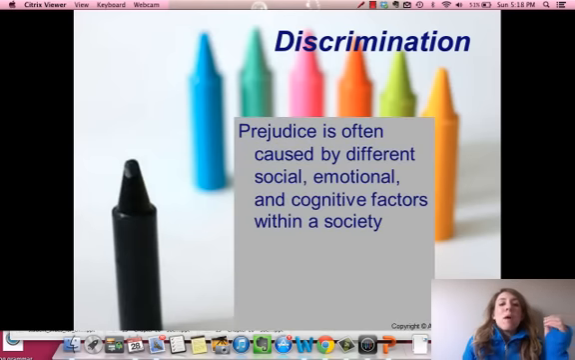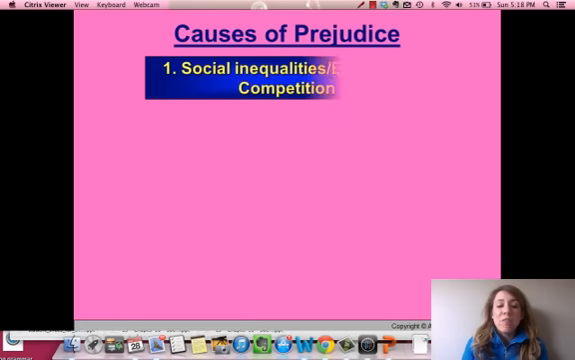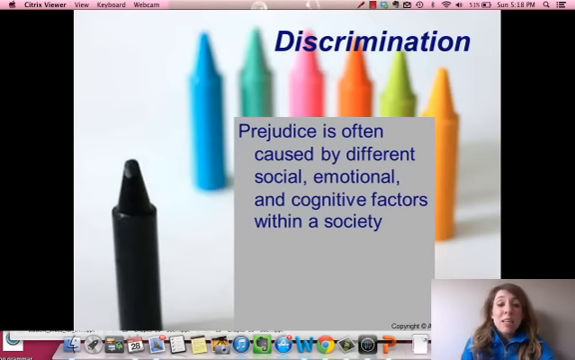Prejudice is caused by different social, emotional, and cognitive factors, but discrimination in itself is actually the action of prejudice. They're not the same thing.